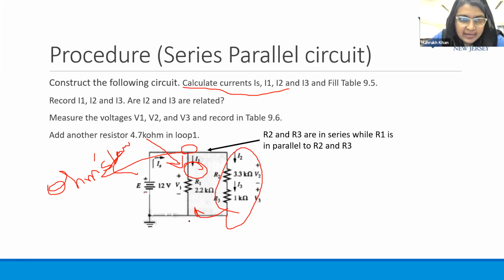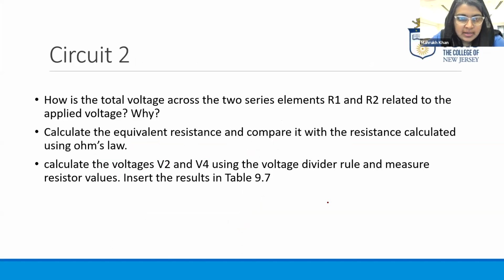Another way of finding IS in this case is that you calculate the equivalent resistance and use Ohm's law to find the IS current. You can also do that. So it's up to you what method you want to use for the calculation. In this circuit, you have to answer a few questions. How is the total voltage across the two resistors, R1 and R2, related to the applied voltage, and why? Calculate the equivalent resistance, compare it with the resistance calculated using Ohm's law, right?